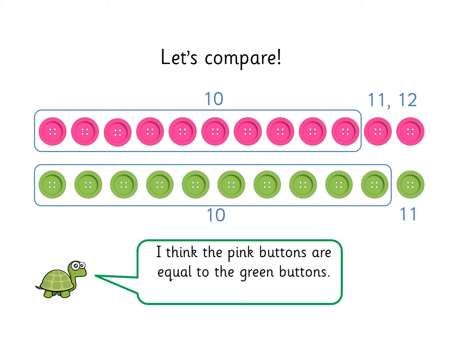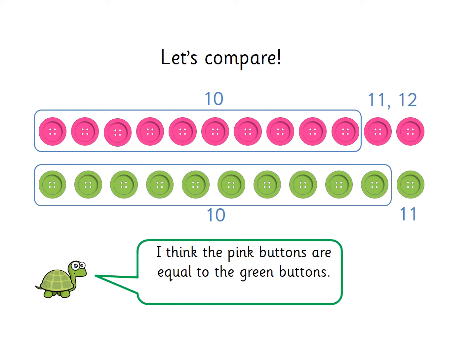Why did it look like they were equal? Have a think. Why did it look like they were equal? Super, because the line was the same length, but look at the spaces in between the green buttons. The spaces in between the green buttons are bigger than the spaces in between the pink buttons. So we thought they had the same amount because they were spread out, but the green ones are spread out further along, so they've got bigger gaps. So we need to make sure we are always counting every single button, okay?